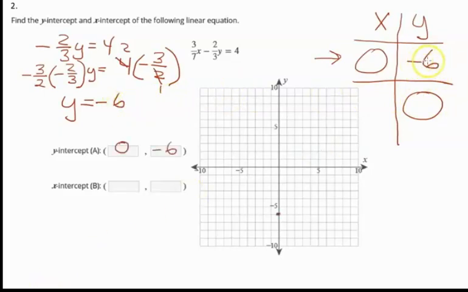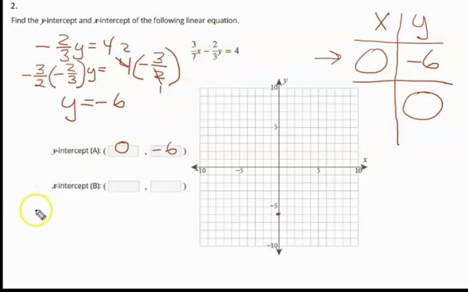So I can put my negative 6 into my x and y intercept t-chart here, put it as the y-intercept as part of my answers, and then I'm physically going to put it here on the y-axis. Now let's do this next one.